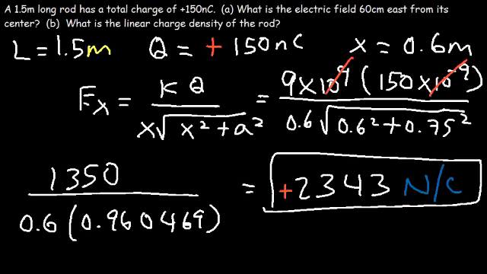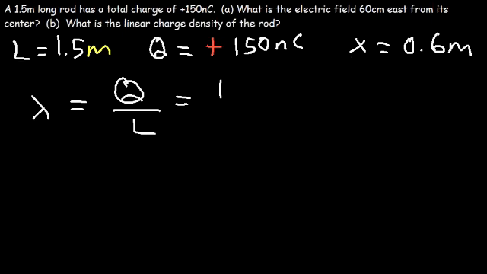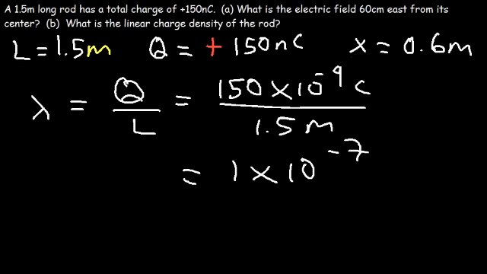Now what about part B? Let's calculate the linear charge density. So this part is pretty straightforward. The linear charge density can be calculated by taking Q and dividing it by L, which is the same as Q over 2a. So it's 150 times 10 to the negative 9 divided by 1.5 meters. So it's equal to 1 times 10 to the negative 7 coulombs per meter. And that's it for this problem.